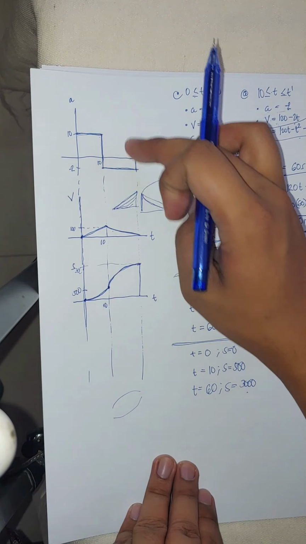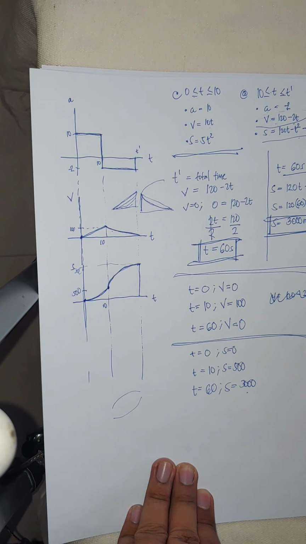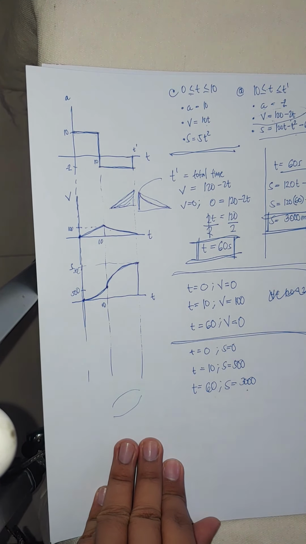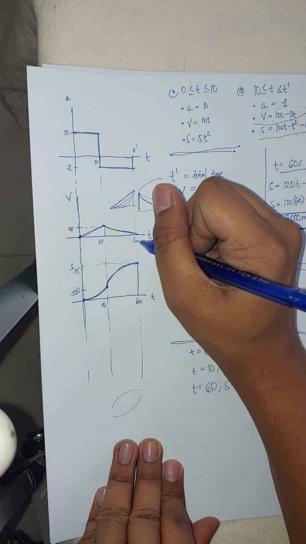So this is our acceleration, velocity, and position function graph. So this is the 60 seconds.